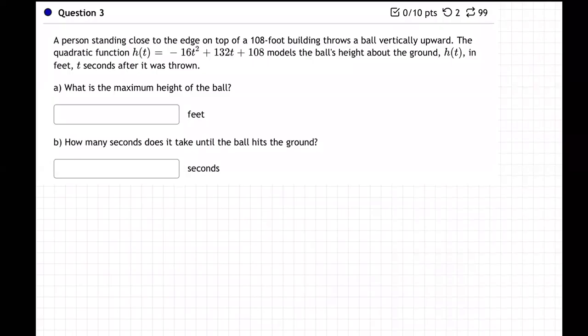Okay, so on this question, let's read it first off. A person standing close to the edge on top of a 108-foot building throws a ball vertically upward. The quadratic function right there models the ball's height above the ground, h of t, height in feet, t seconds after it was thrown. This is a little physics formula, in other words. They're asking us, what is the maximum height of the ball? How many seconds does it take until the ball hits the ground?